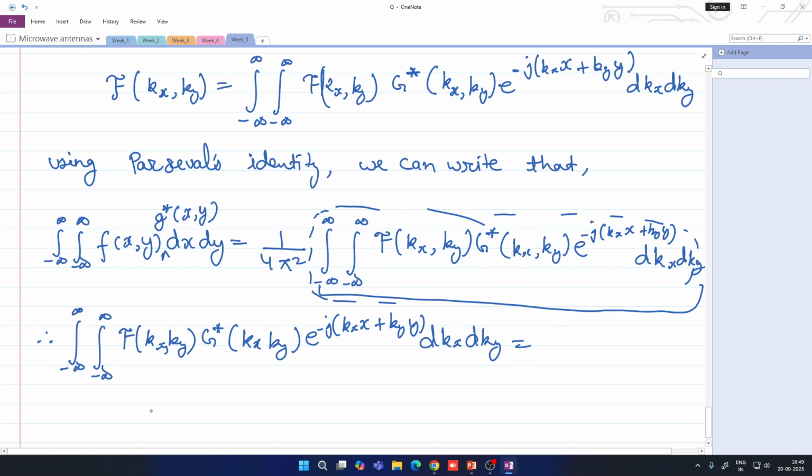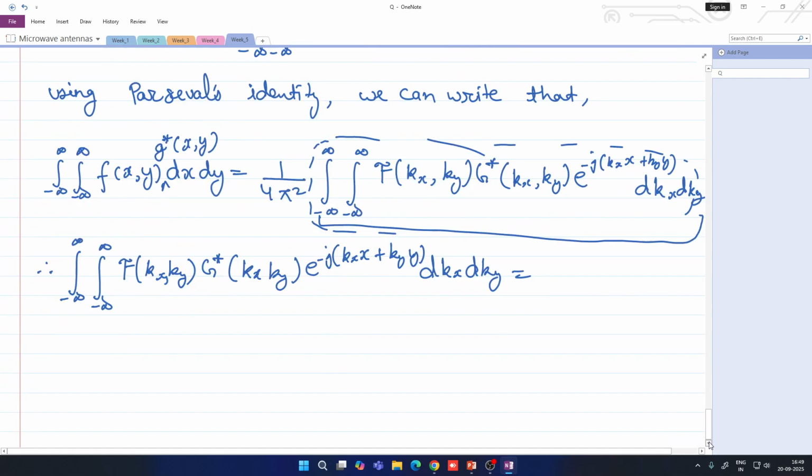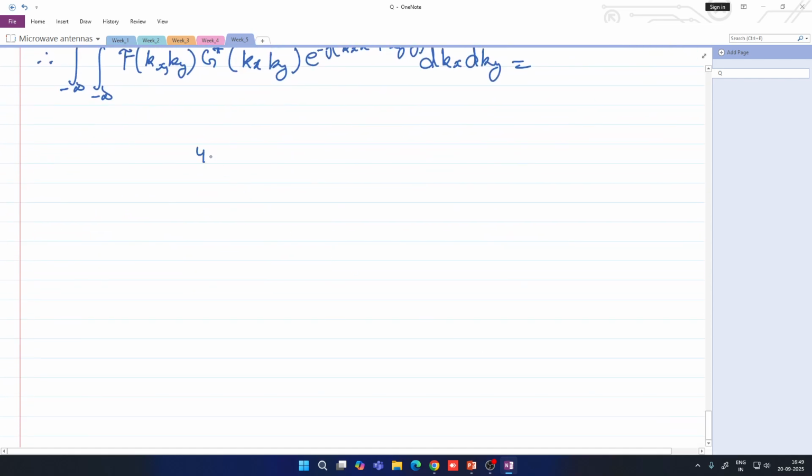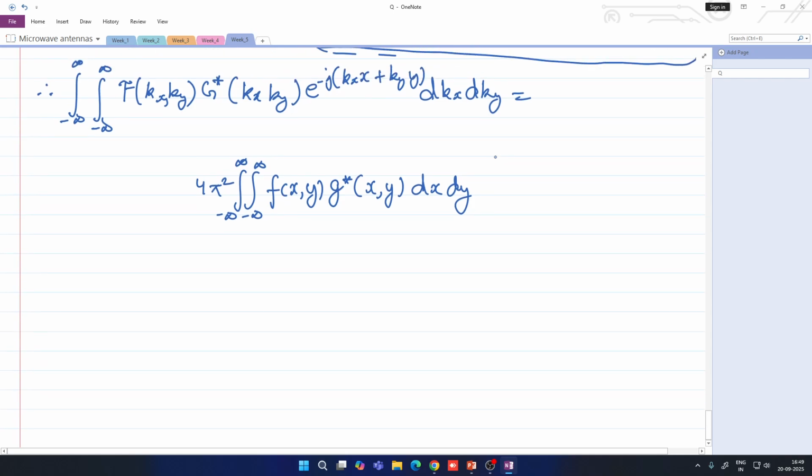this as, it will become 4 pi square times the integral of f of xy g of xy dx dy. So it should be something like this.